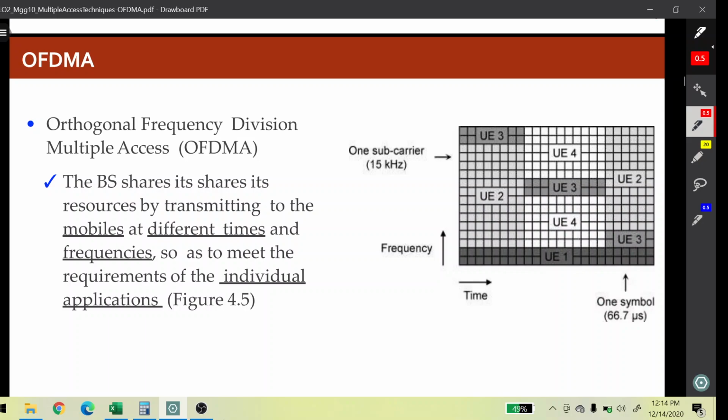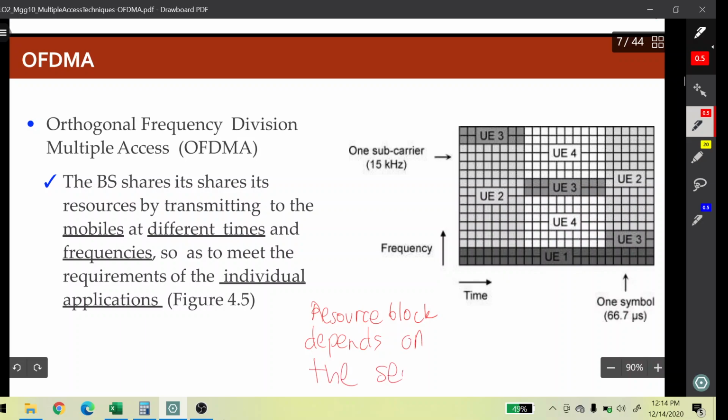How big is the resource block? It depends. The resource block depends on the services. So if we are talking about voice over IP, for example, or if we are talking about browsing or streaming, it requires different bandwidth and different time. So how large the resource block allocated to the user is depends on the service given to the user.